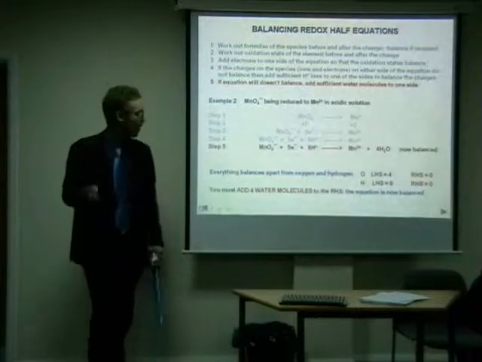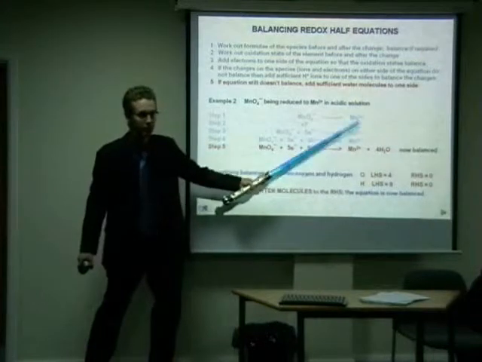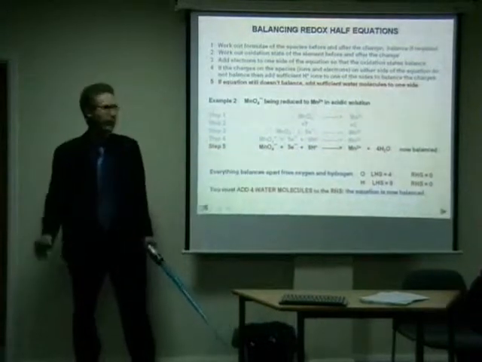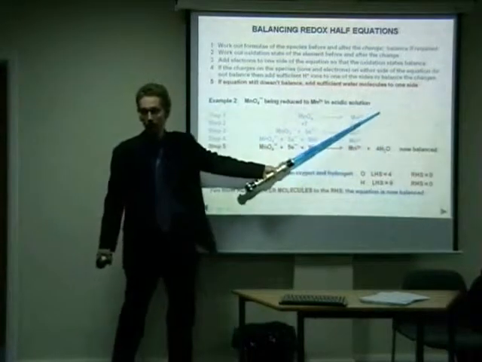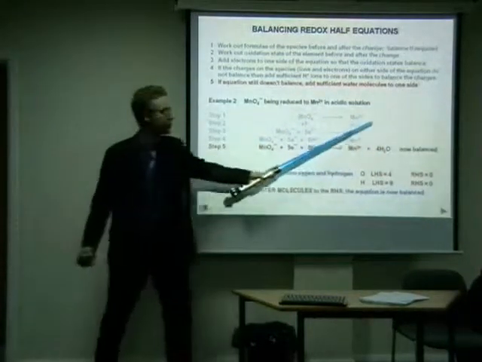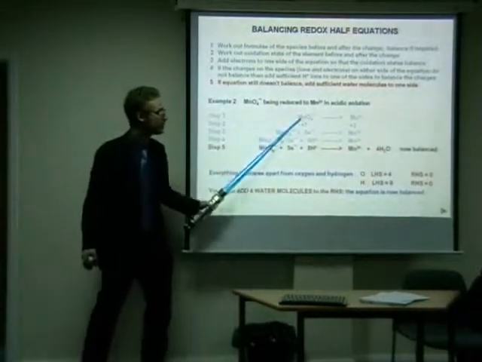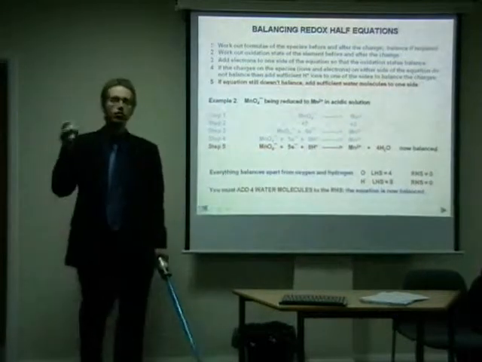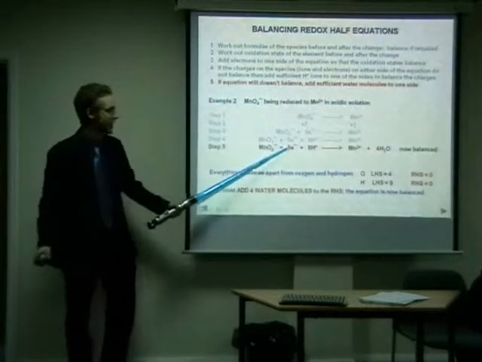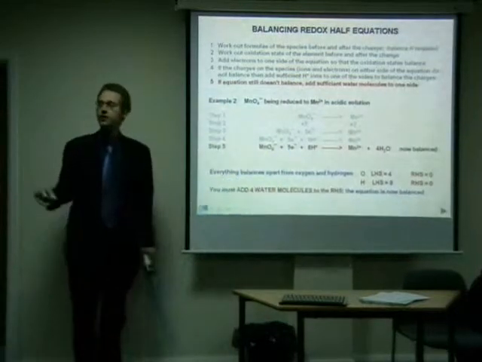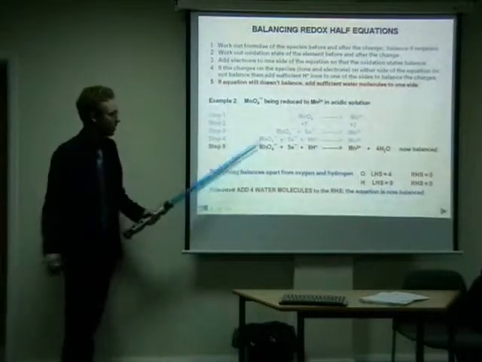Okay? This is your starting point, MnO4 minus going to Mn2 plus. You balance it for atoms first. So you've got 4 oxygens on the left-hand side, which means you're going to need 4 waters on the right-hand side. If you create 4 waters, you're going to need 8 H plus to begin with. You stick them on the left-hand side. It's going from +7 to +2, which is reduction, which means you're going to need 5 electrons on the left-hand side. There they are.